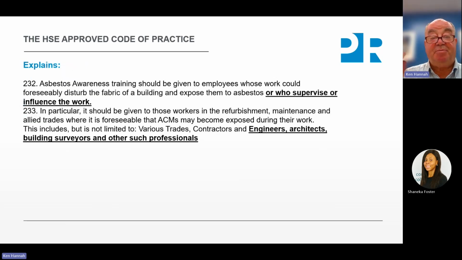So the HSE approved code of practice explains that asbestos awareness training should be given to employees whose work could foreseeably disturb the fabric of a building and expose them to asbestos, or those who supervise or influence the work. In particular, it should be given to those workers in the refurbishment, maintenance, and allied trades where it is foreseeable the ACMs may become exposed during their work. This includes, but is not limited to, tradesmen, contractors, engineers, architects, surveyors, and other such professionals.